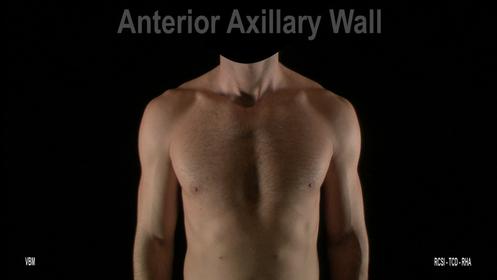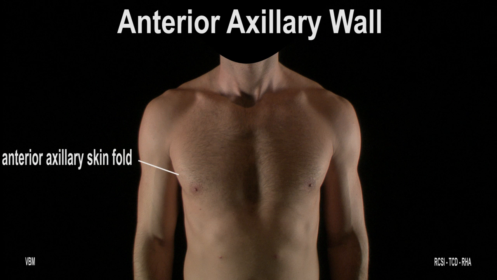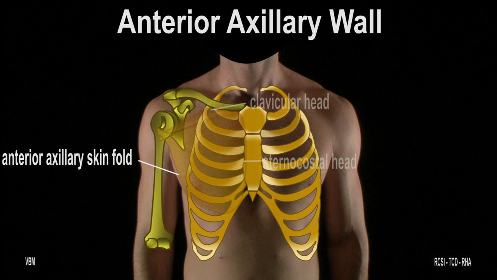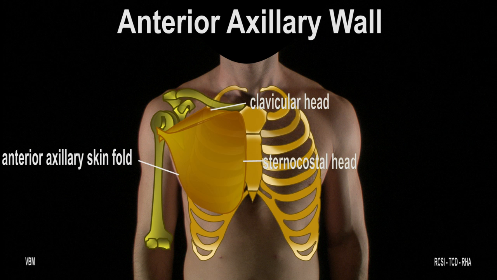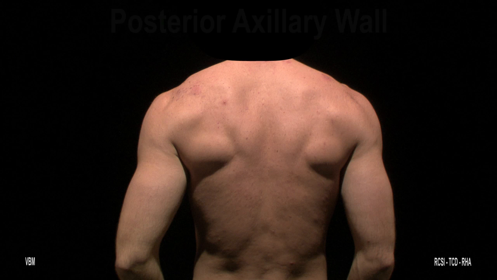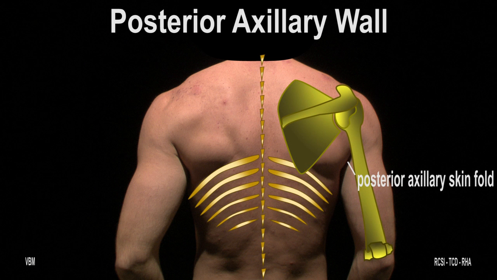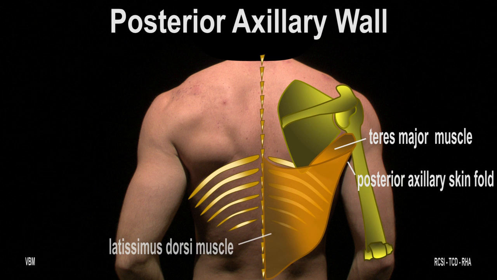Axillary walls. The anterior axillary skin fold that overlies the pectoralis major muscle forms the anterior axillary wall. The posterior axillary skin fold that overlies the teres major muscle laterally and latissimus dorsi muscle medially forms the posterior axillary wall.